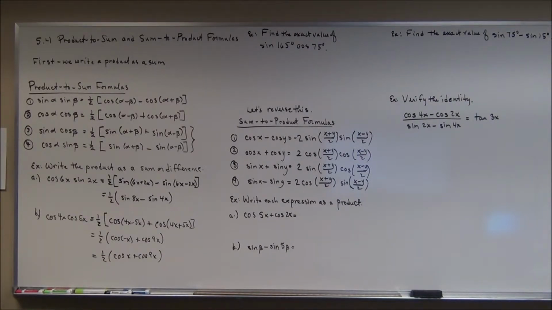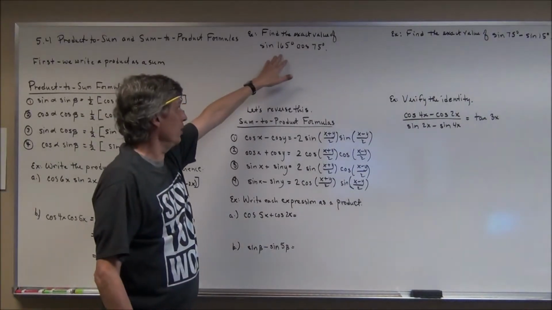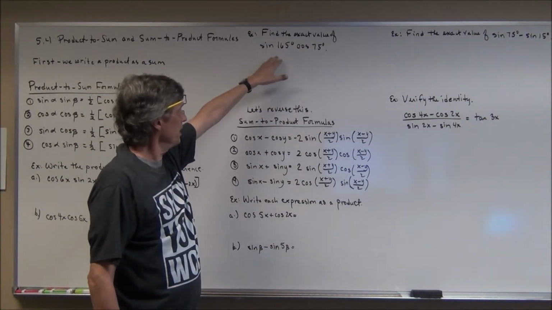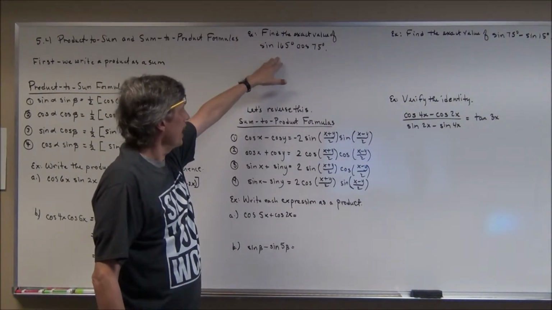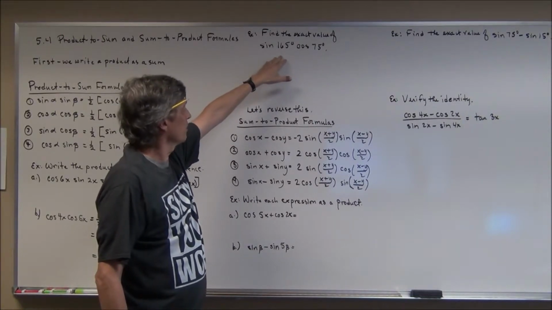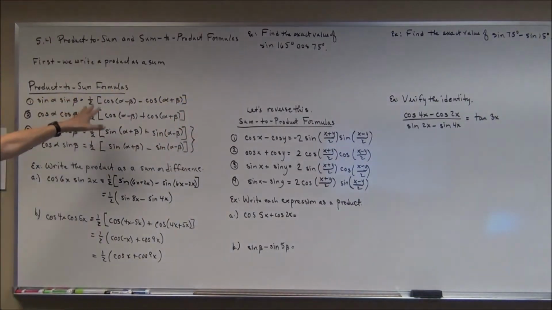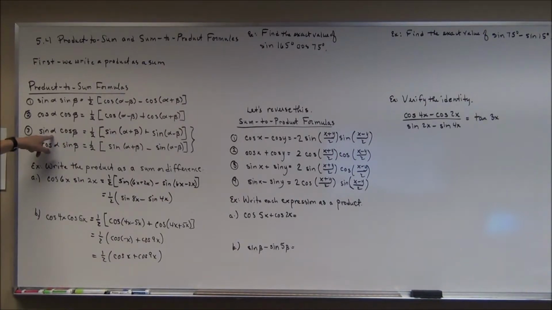All right, next one up. We're going to use one of these formulas to find an exact value. I know you could use some of the other formulas that we've already dealt with, half angle, sums and differences, but we're going to use one of these product to sum formulas, and we're going to rewrite the sine of 165 degrees, cosine of 75 degrees, and get the exact value. In this case, it looks like number 3 here, because you have the sine first and then the cosine second. So we're going to use number 3 here. My alpha is 165, my beta is 75.